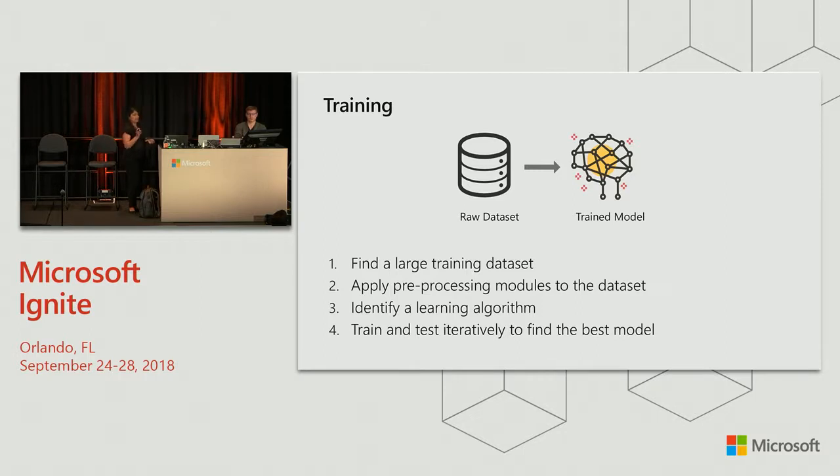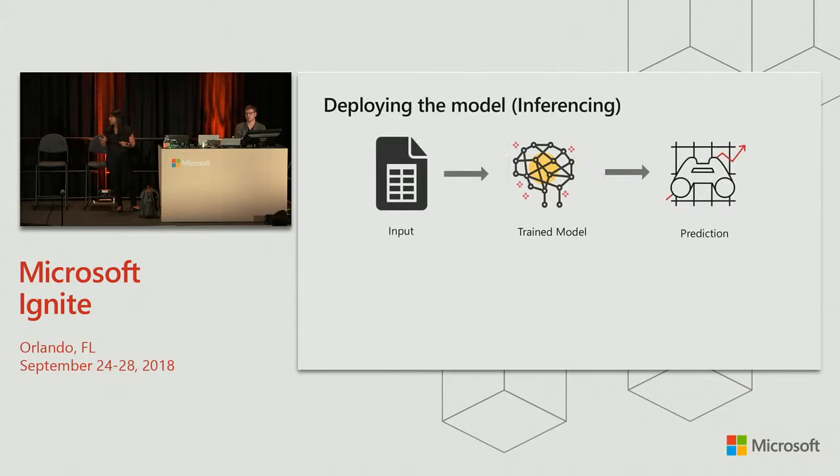And then finally, you can iterate on the model. As I mentioned, you can use different combinations of data set and model and training algorithm to find the best or the most accurate model here. Once we've trained a model, the next step is to use this model to run predictions against brand new input.